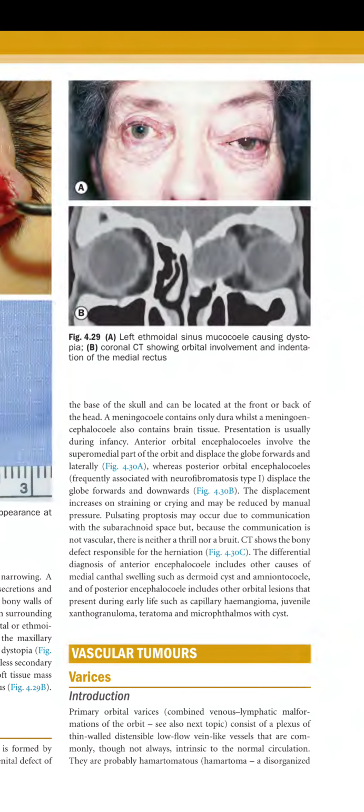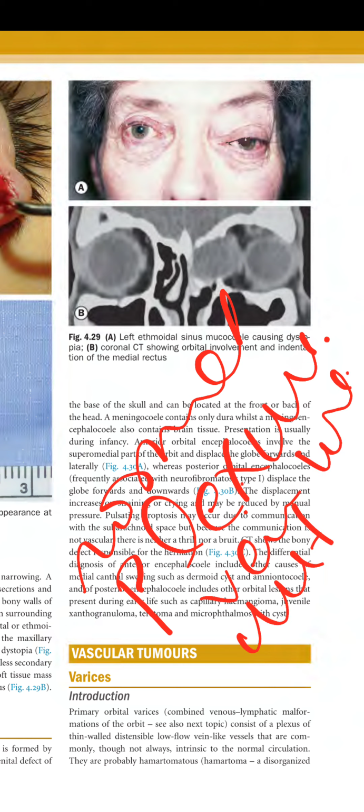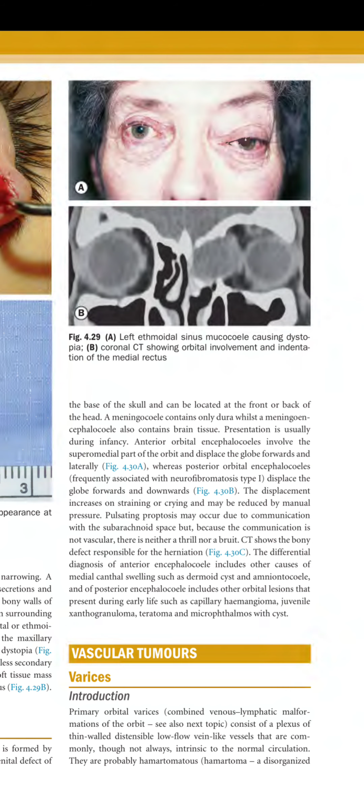Introduction. Primary orbital varices combine villous lymphatic malformation of the orbit. See also next topic. They consist of a plexus of thin-walled, distensible, low-flow vein-like vessels that are commonly, though not always, intrinsic to the normal circulation. So basically, these are usually, but not always, part of a normal circulation, and there is a plexus of vein-like vessels, and they are distensible. So they increase on the Valsalva maneuver.